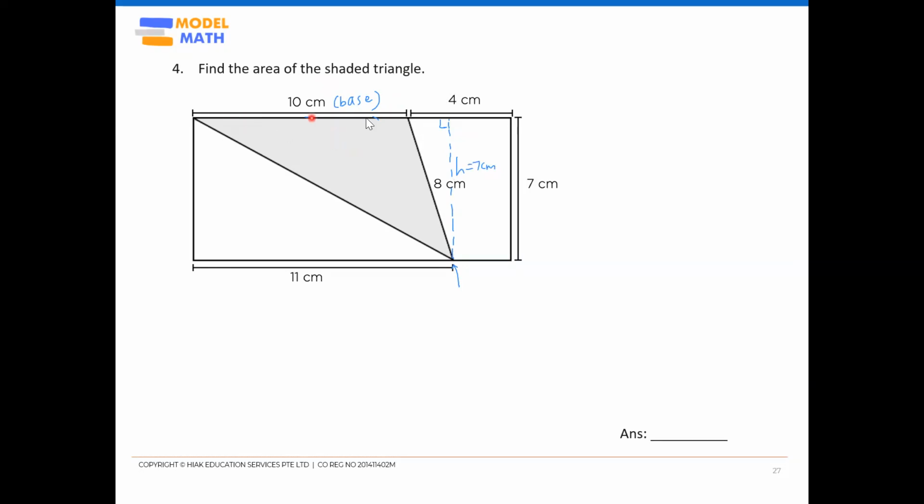So there you go. You have your base, 10 cm. You have your height, that is 7 cm. So simply apply your area of triangle. This is what I've drawn. The pink is the base, blue is the height. So half times the base times the height, and that would be your area of the triangle.